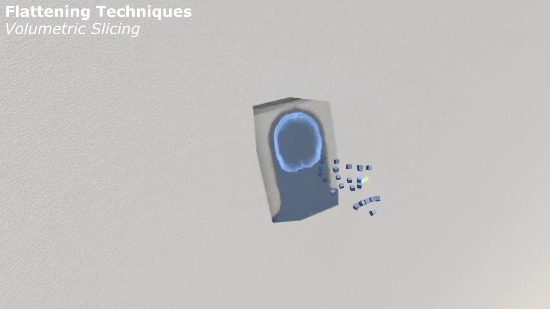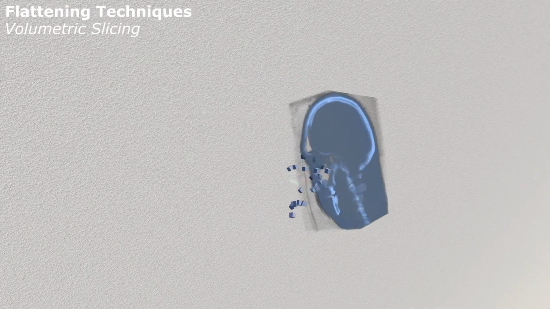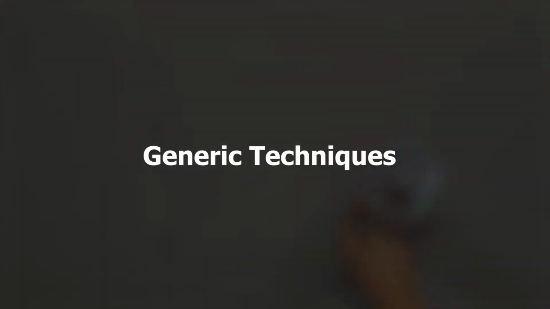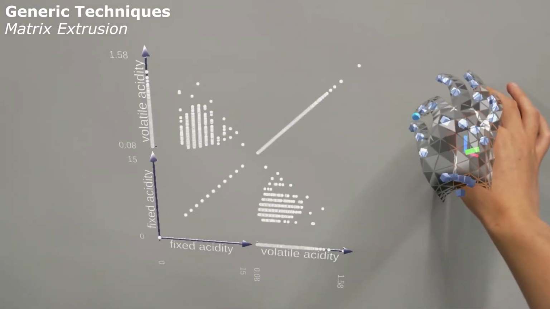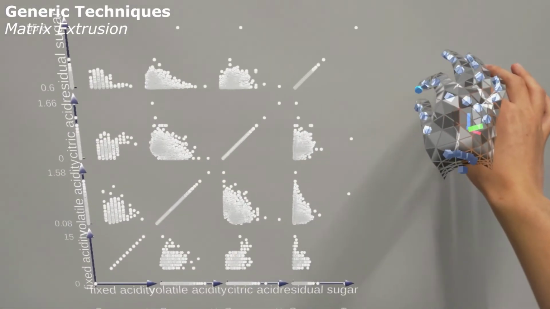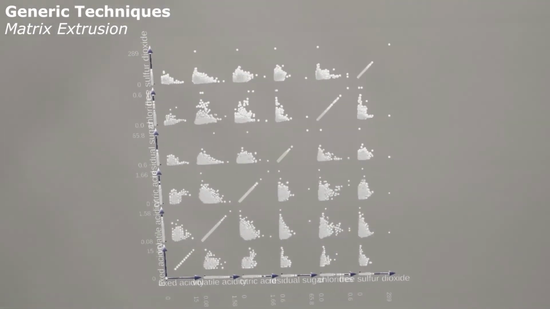Volumetric surface slicing is performed by pushing a volume visualization into a surface, with the slice being shown parallel to it. The remaining techniques are generic and can be applied to arbitrary types of visualizations. The matrix extrusion technique is performed by pulling diagonally from the top right corner of a visualization. The amount of elements created is dependent on the distance the user pulls.